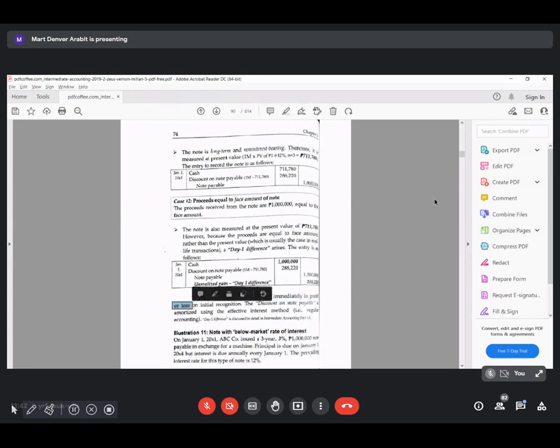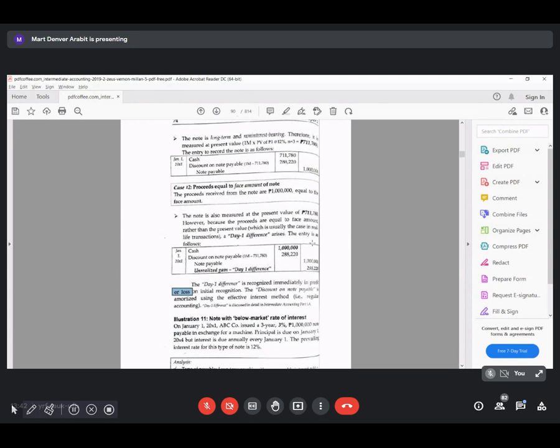Unlike kay premium na hindi natin siya nai-close kay P&L but amortize natin siya over the life nung note. So this day one difference is part of P&L, and this one would be amortized over the life of or over the term of the note.